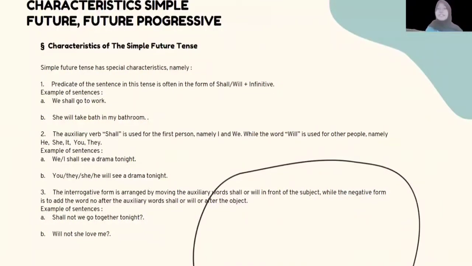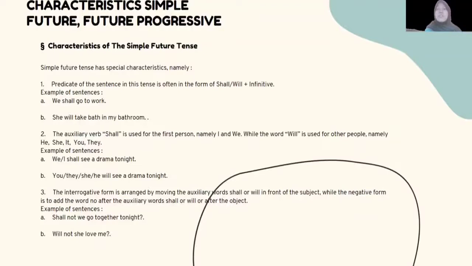Next, we will discuss the characteristics of simple future and future progressive. Characteristic of the simple future tense. Simple future tense has special characteristics, namely number 1. The predicate of the sentence in this tense is often in the form of shall or will plus infinitive. Example of sentence: A. We shall go to work. B. She will take a bath in my bathroom.